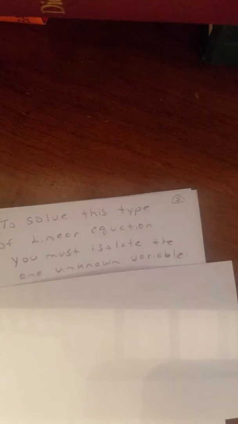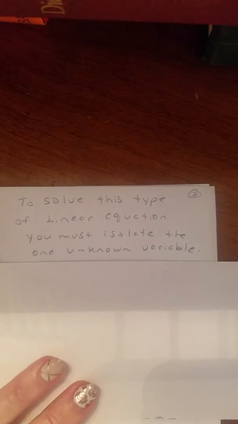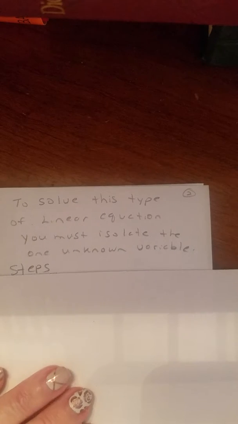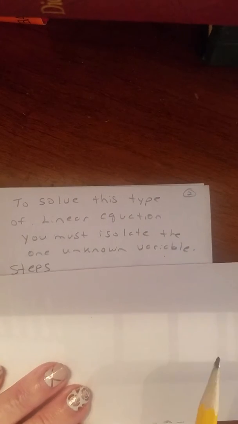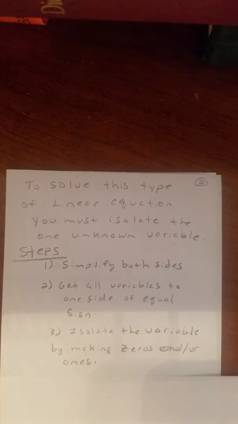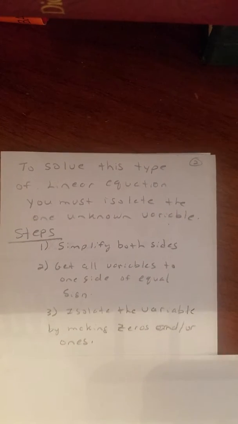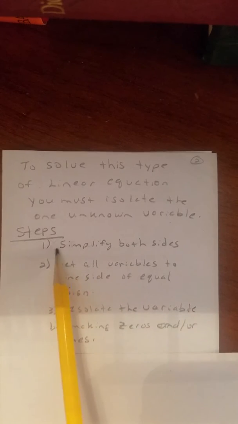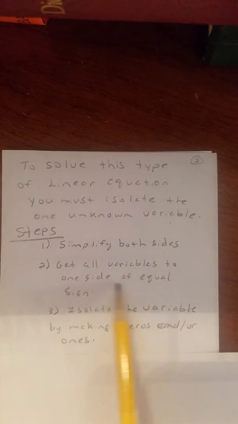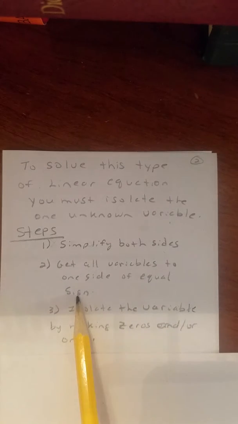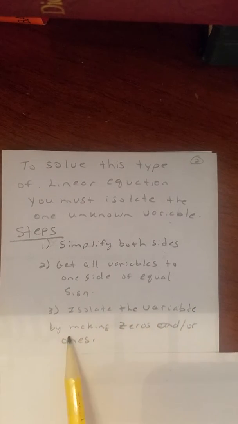Now, to solve this type of linear equation, you must isolate the one unknown variable. So here are the steps that I'm going to give you, but we're going to do several types of examples. 1, you simplify both sides. 2, you get all the variables to one side of the equal sign. And 3rd, you isolate the variable by making either zeros or ones. And we've already discussed how you make zeros.